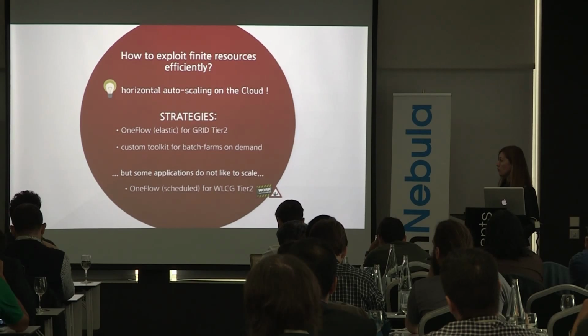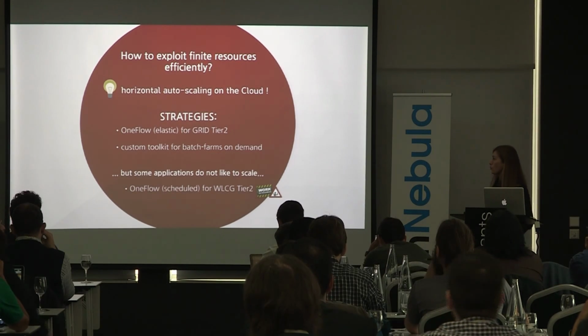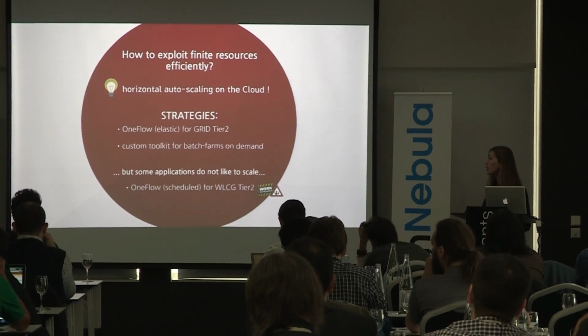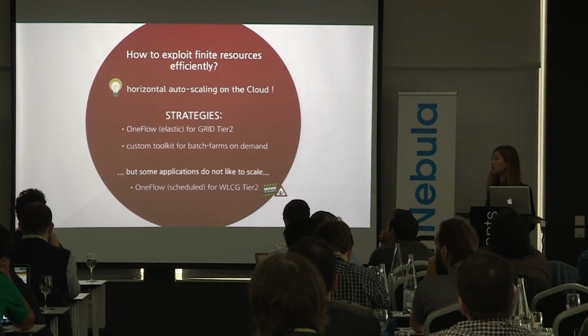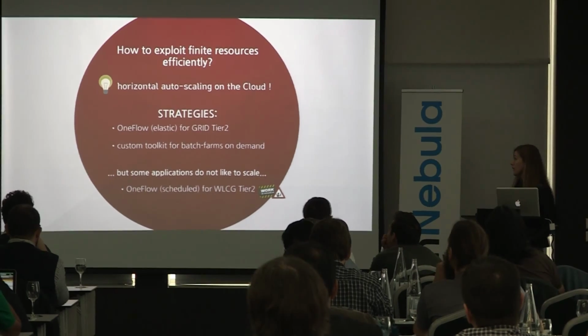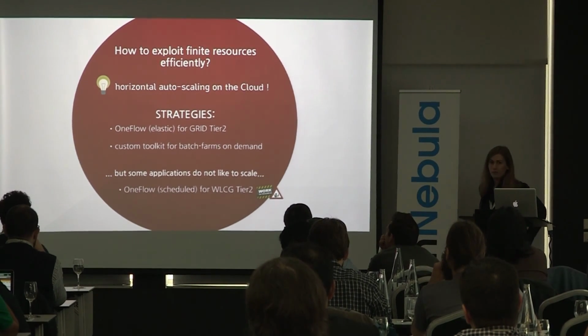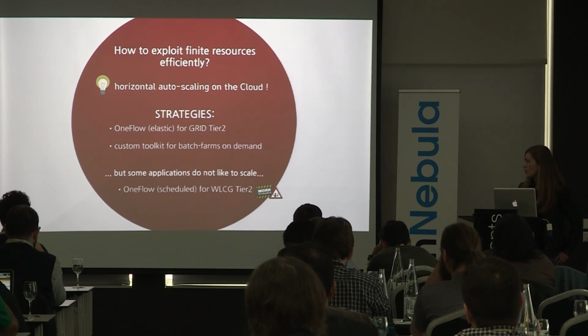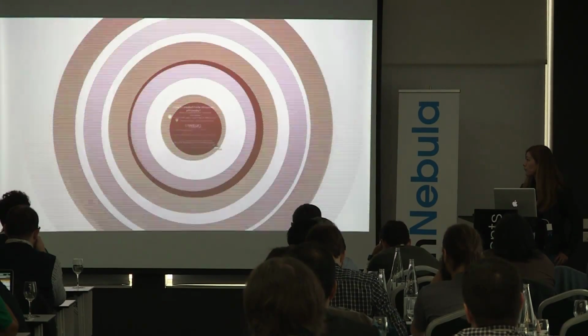One is to use the OneFlow tool of OpenNebula, for one big application, which is a Grid Tier-2. The other one, which was the first that we tried to explore, is to use a custom toolkit for virtual batch farms on demand. The problem is that not all applications are scalable. For example, we have a huge WLCG Tier-2 site hosted on the cloud, and this doesn't like to scale, or at least it doesn't like to scale down. So I will tell you how we plan to solve this problem.